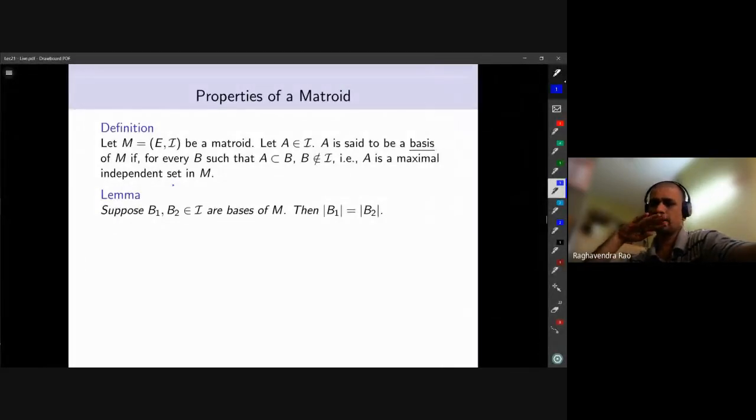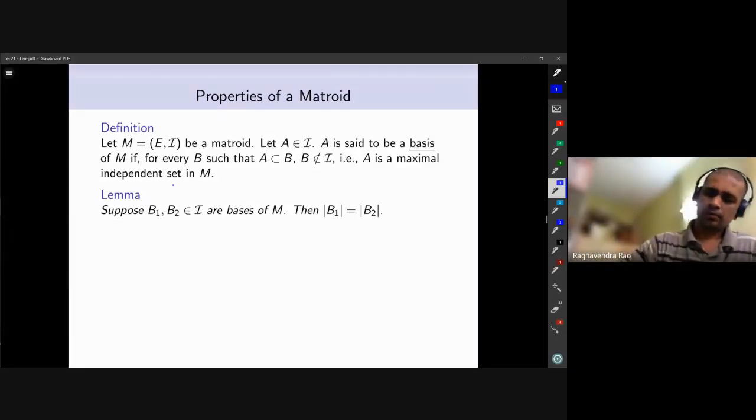Any question on the statement? So I'll just give a one line proof. Maybe you can prove it yourselves. It just follows from the axioms.